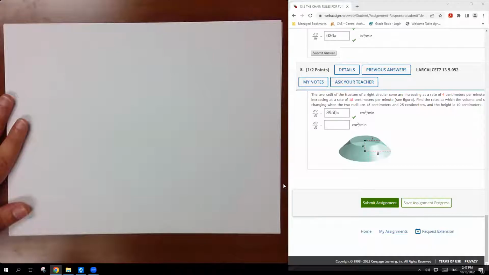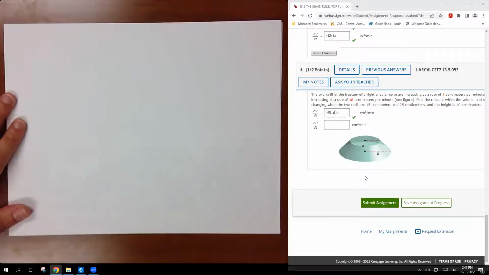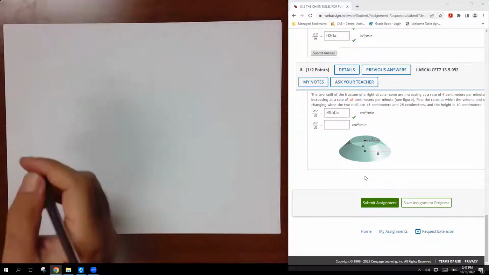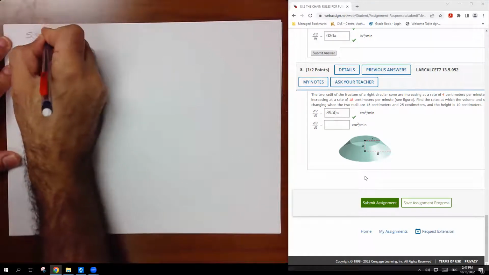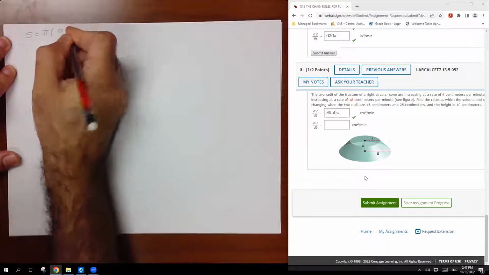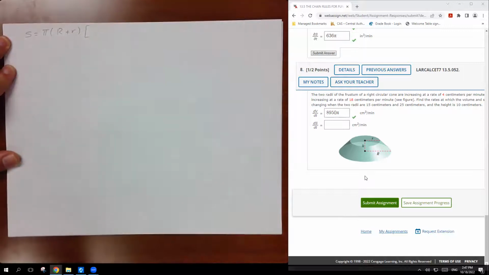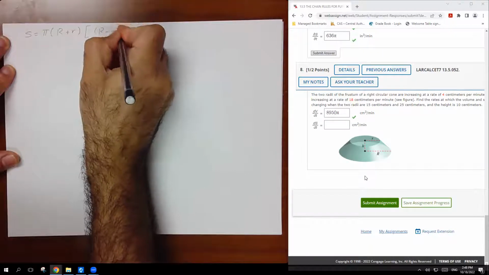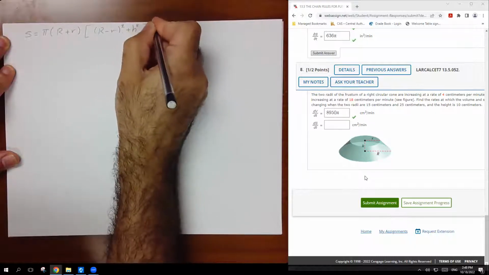Now, the second part of this section, we need to find the surface. So here is the rule for the surface. It's already there. They're saying the surface is equal to pi times r plus R, and bracket, square root. So I'm going to change this one to (r minus R) squared plus h squared, to the power 1 over 2.